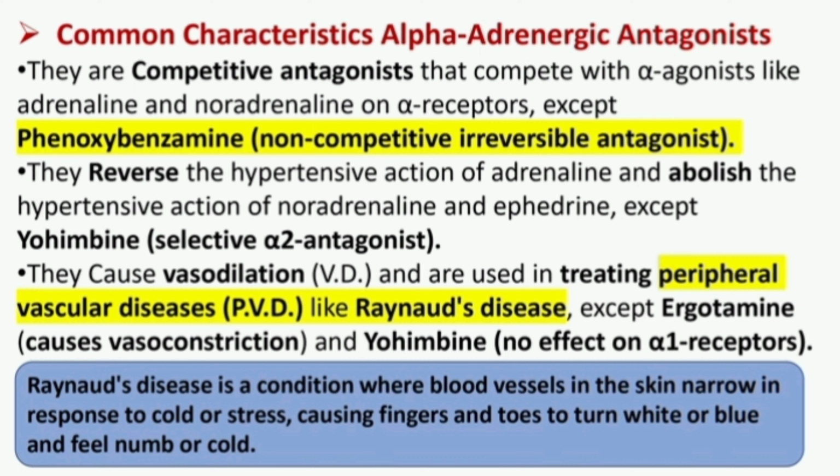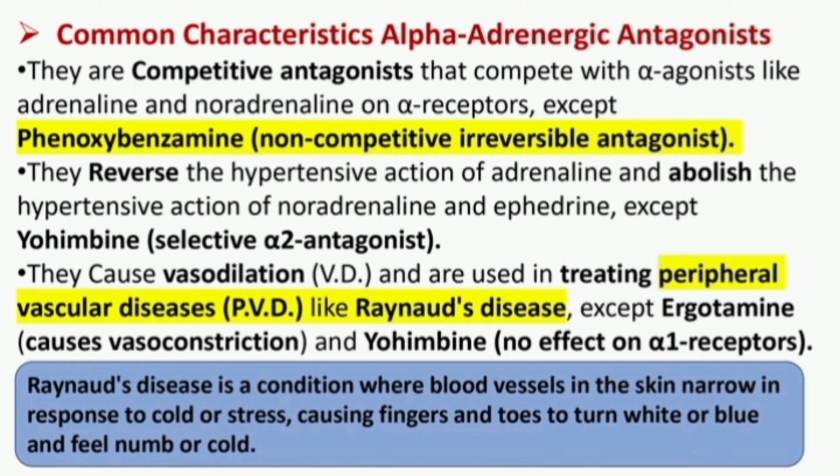So the next point we are discussing here, the alpha adrenergic antagonists cause vasodilation. So we can use them for treating peripheral vascular diseases like Raynaud's disease, except the ergotamine. So these drugs have vasodilation effects. Because of that, we can use them in Raynaud's disease. It's a peripheral vascular disease. Okay, this is also very important. We can expect the questions based on this.